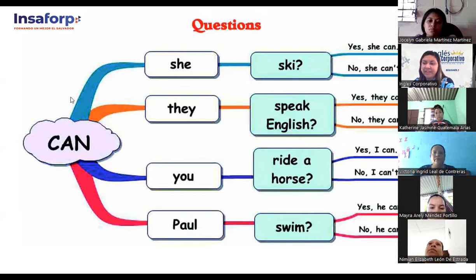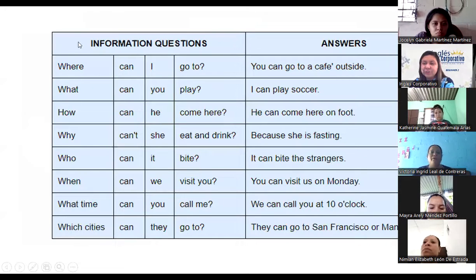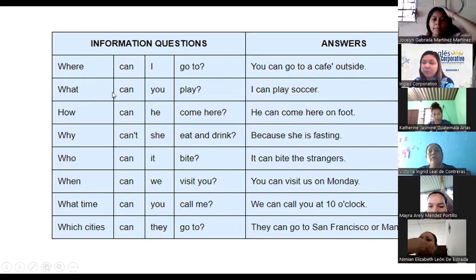We have the auxiliary can, the subject, the verb for yes, no questions, okay? Now for WH questions, it's the same, but we just place the WH question word at the beginning. Then we have can, the subject, and the verb, and the complement. Example, where can I go to? You can go to a cafe outside. What can you play? I can play soccer. How can he come here? He can come here on foot.